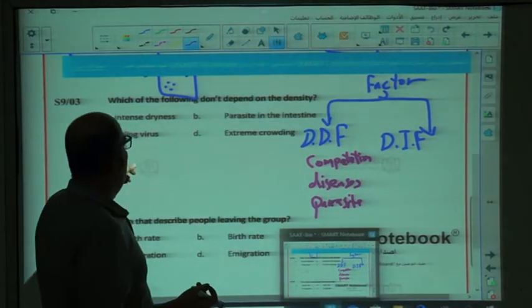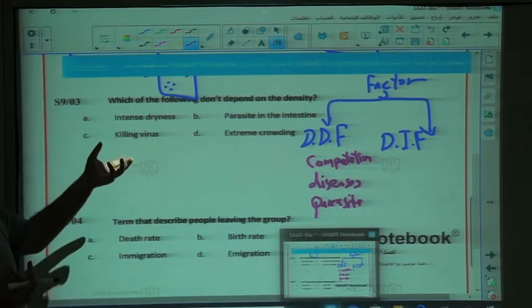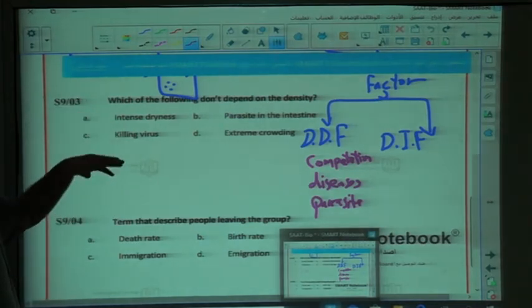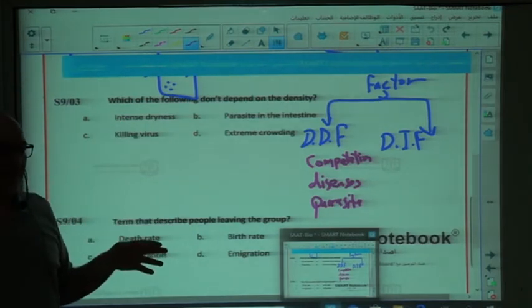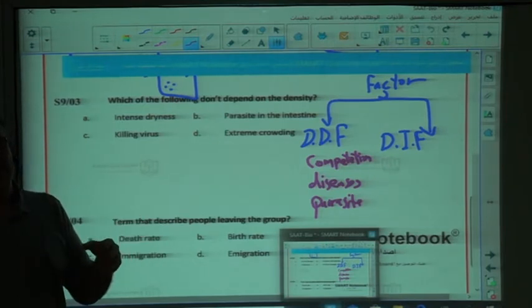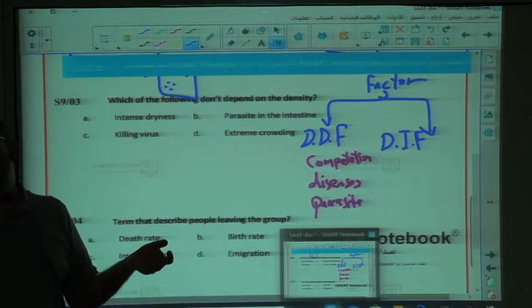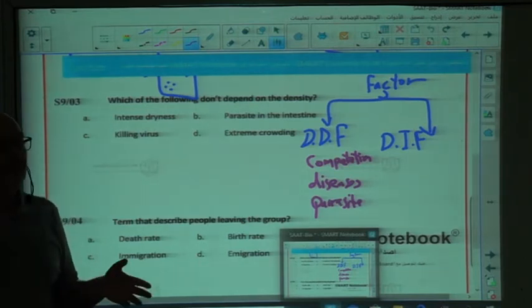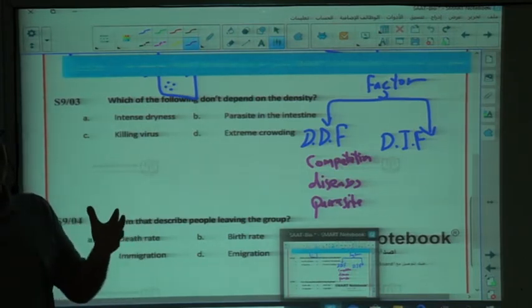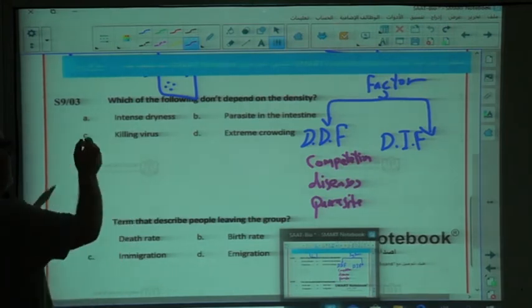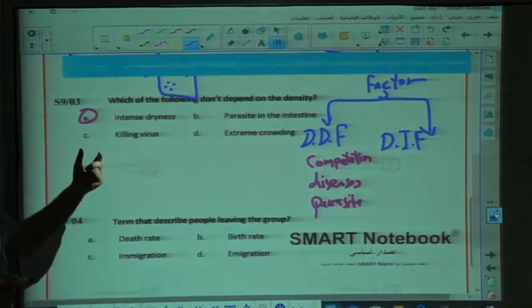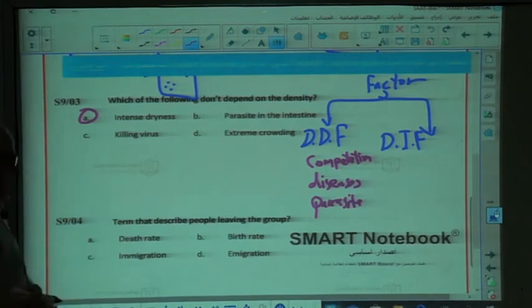So which of these factors is not related to the density but affects the population? Intense dryness. Now, is the weather in Riyadh hot because there are six million people in Riyadh, or is it not related? And when a dust storm comes upon us, is it because there are six million in Riyadh, or is it just coming? Then floods, guys. All non-living factors, or all abiotic factors, we consider them density independent factors. Clear guys? Now you can apply this to each question.